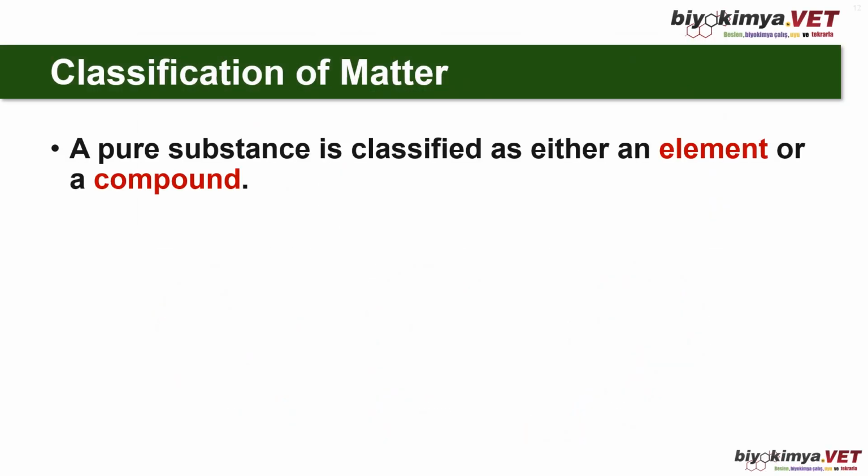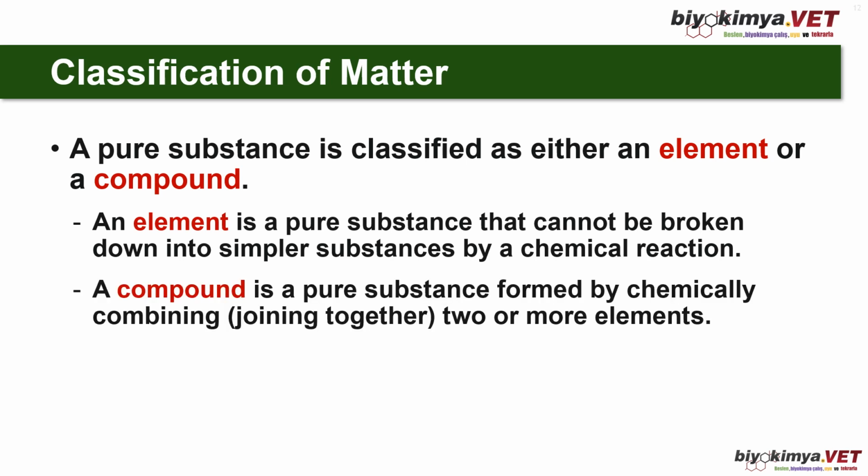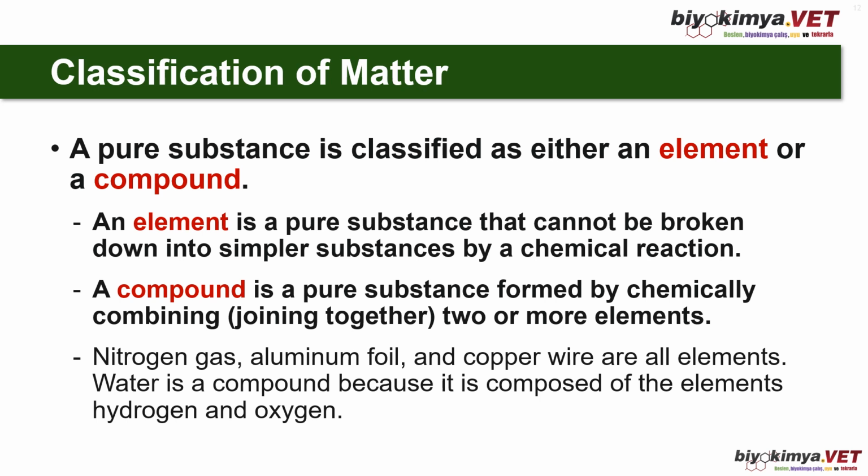A pure substance is classified as either an element or a compound. An element is a pure substance that cannot be broken down into simpler substances by a chemical reaction. A compound is a pure substance formed by chemically combining two or more elements. Nitrogen gas, aluminum foil, and copper wire are all elements. Water is a compound because it is composed of the elements hydrogen and oxygen.